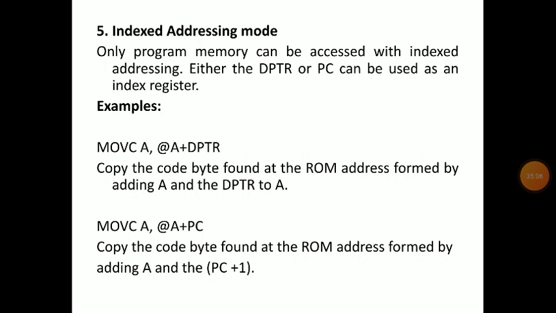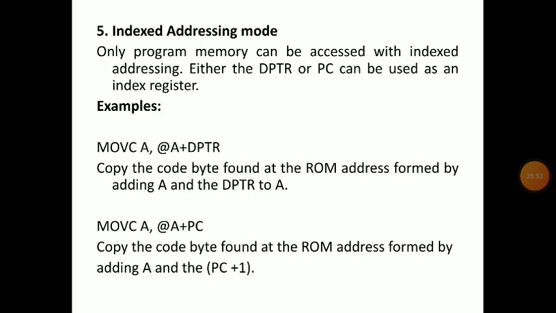Next one, the fifth addressing mode, is indexed addressing mode. Remember the names: first is immediate addressing mode, second is direct addressing mode, third is register addressing mode, fourth is register indirect addressing mode, fifth is indexed addressing mode. Only program memory can be accessed with indexed addressing. Either the DPTR or PC can be used as an index register. Index with respect to some register, relative.